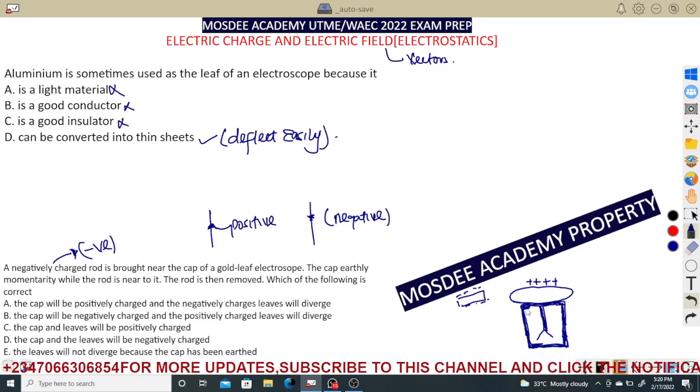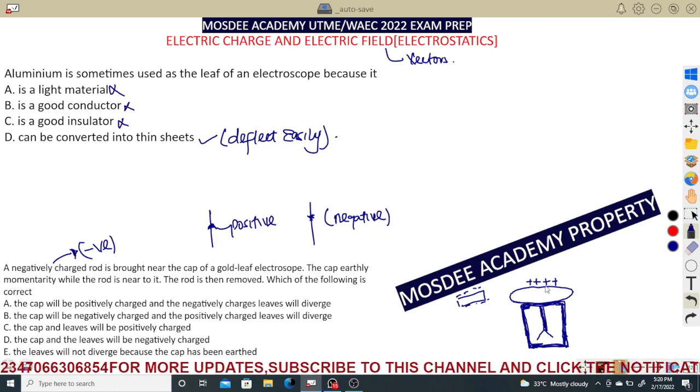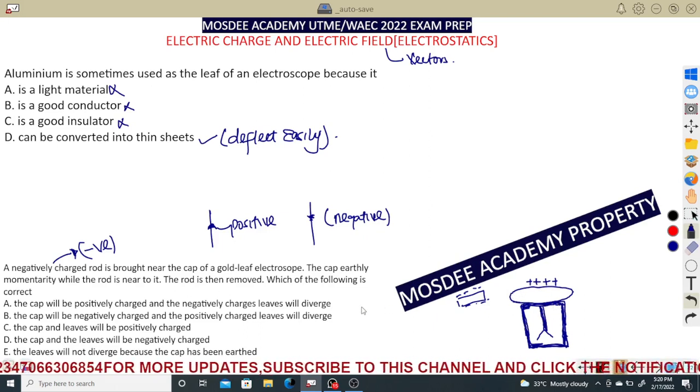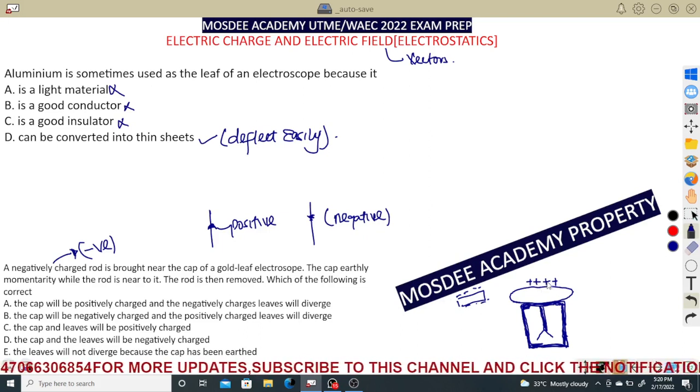Just telling you that you draw a better diagram. But what matters is you can see the cap here is positive charge. Now look at this. The rod is then removed. When it's removed, what happens? There will be distribution of the charge. So the positive charge that is on top of the cap will now be distributed to what?